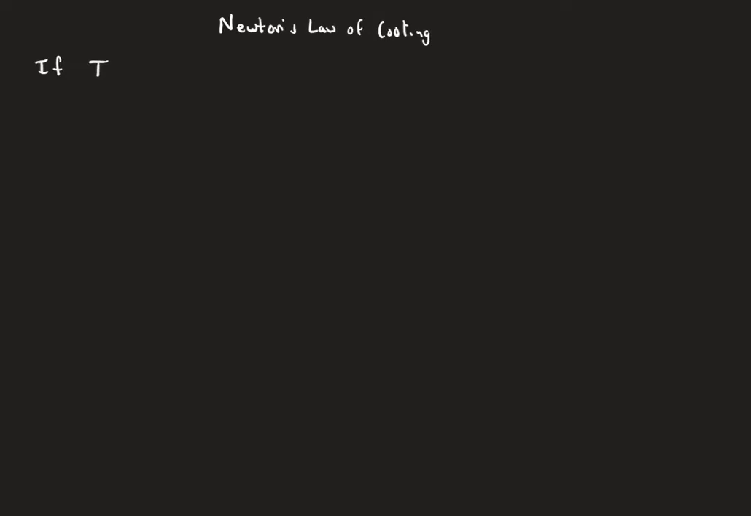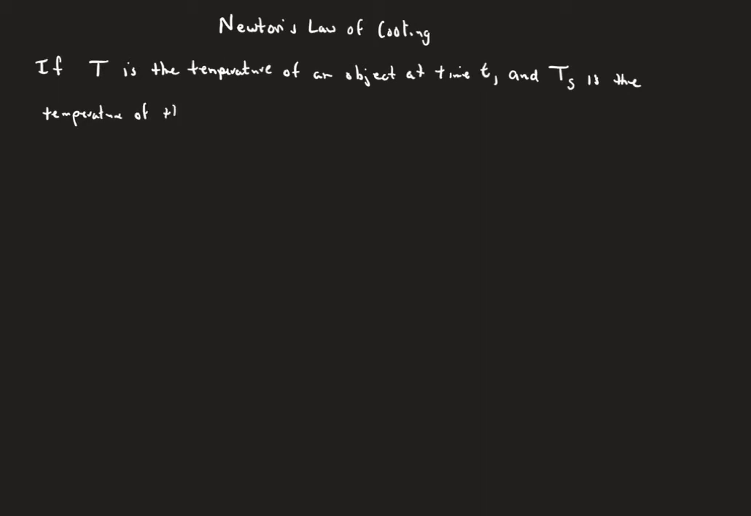So if capital T is the temperature of an object at time, and I'm going to use little t for the time variable. So capital T is temperature and lowercase t is time. And I'm going to say that capital T sub s is the temperature of the surrounding media. We'll talk about what this means in a moment.